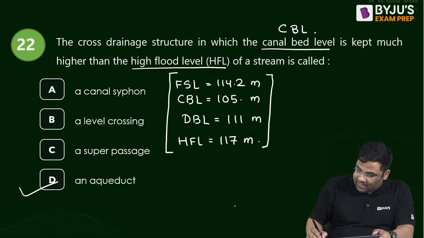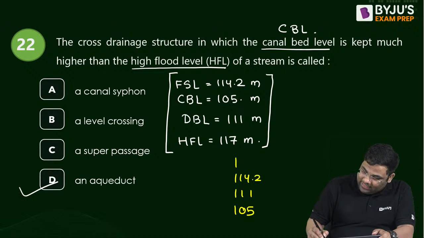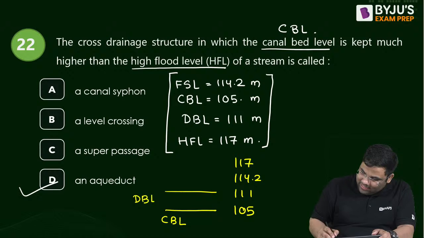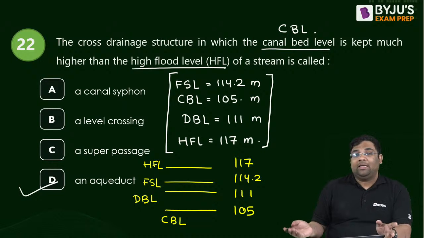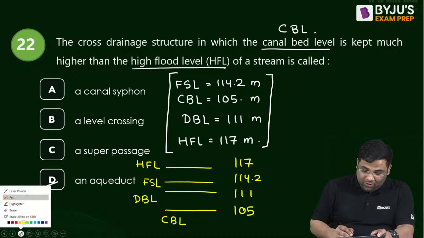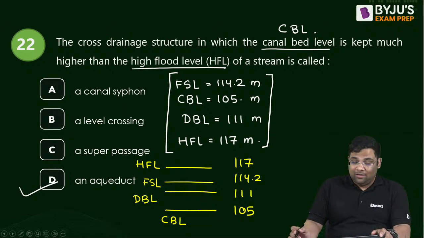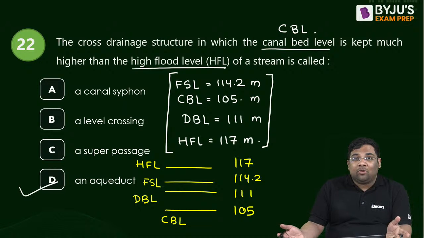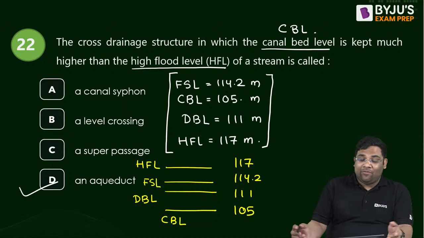Just plot them: 105, 111, 114.2, 117. So below is CBL, then we have the DBL, then the FSL, and above that we have the HFL. This is what, ladies and gentlemen? See your diagram. You're not drawing, you're seeing a movie. I'm shocked, stunned. It is siphon.